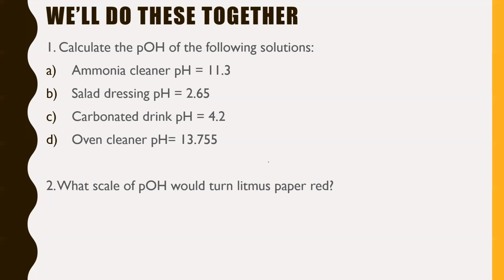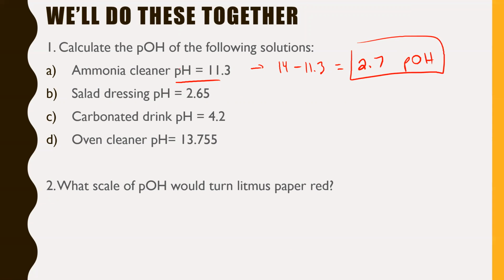So calculate the pOH of the following solutions. If we knew that the pH of ammonia cleaner was 11.3, to find the pOH, we just have to go 14 minus 11.3. And I'm pretty sure I don't think I need to touch a calculator on this one. I'm pretty sure that would be 2.7. So 2.7 would be the pOH of ammonia cleaner. So a pOH of 2.7 means fundamentally the same thing as a pH of 11.3.